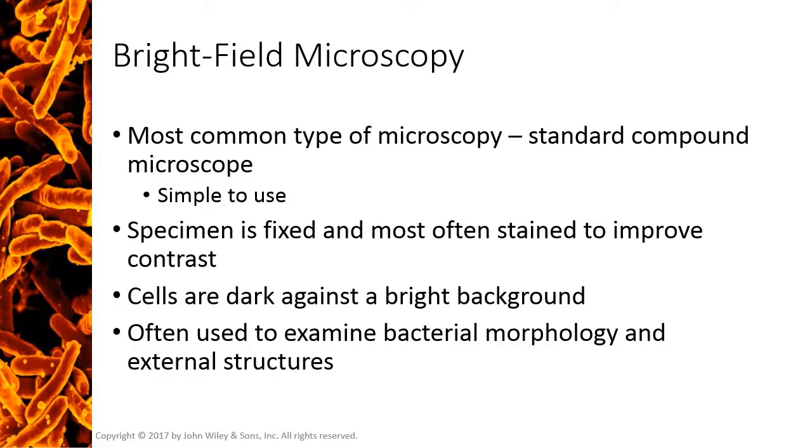Bright field microscopy is the standard and most common type of microscopy using a compound microscope. This is the type of microscopy you will learn about in lab. One of the keys with bright field microscopes is that most of the cells are fixed, which means they are physically bonded to the slide surface using heat and then stained to improve contrast. This makes the specimen appear a certain color against a bright background. The key to remember is that the fixing and staining process results in dead cells.